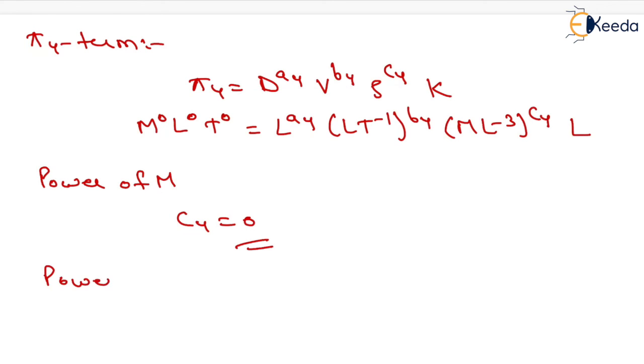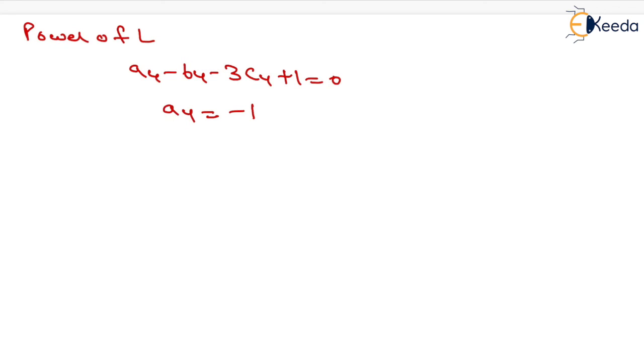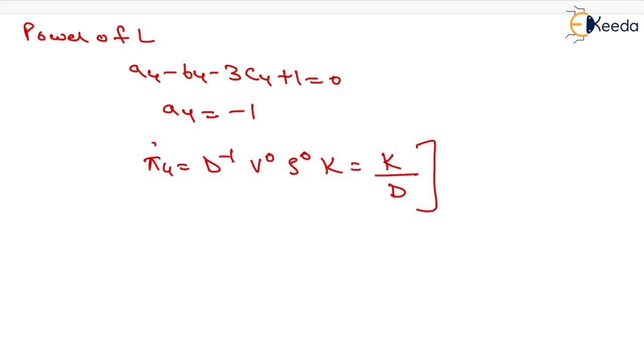Similarly, the power of T, that is minus b4, equals 0, so b4 will be 0. Similarly, the power of L will be a4 minus b4 minus 3c4 plus 1 equal to 0. On putting all the values, we will have a4 equals minus 1. Now substituting the values of a4, b4, c4 in pi4, pi4 equals d to the power minus 1, v to the power 0, rho to the power 0 into k. It will be equal to k by d. That is the solution of the pi4 term.